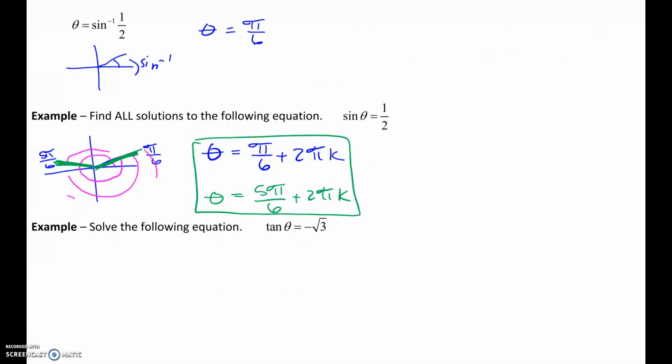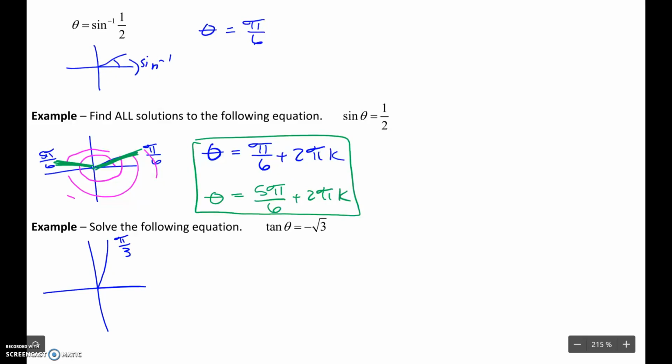So let's look at the next one. Solve the equation tangent theta equals negative root 3. Hopefully we memorized this by now, but if not, we'll still work on it. Tangent is root 3 right here. Oh, no, it's not. I guess I still need to work on it. Tangent is root 3 right here. So this angle is pi over 3.